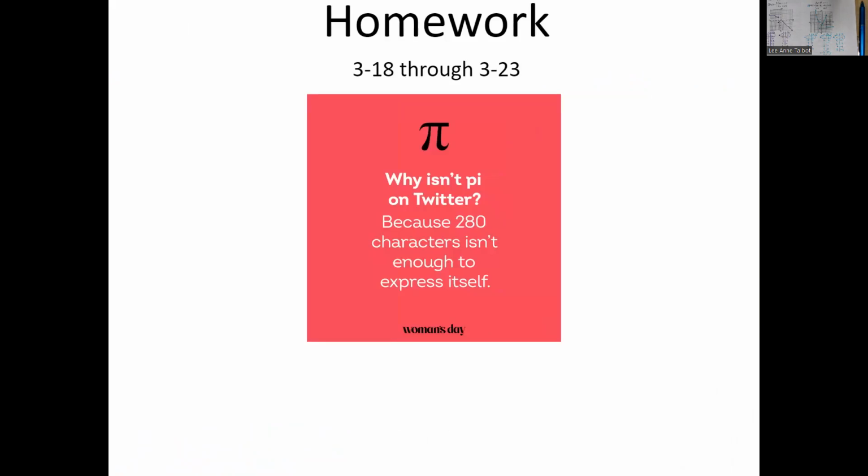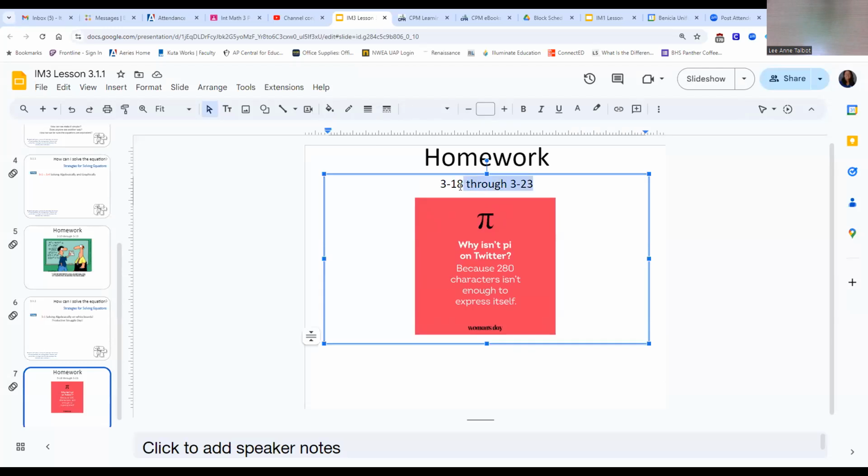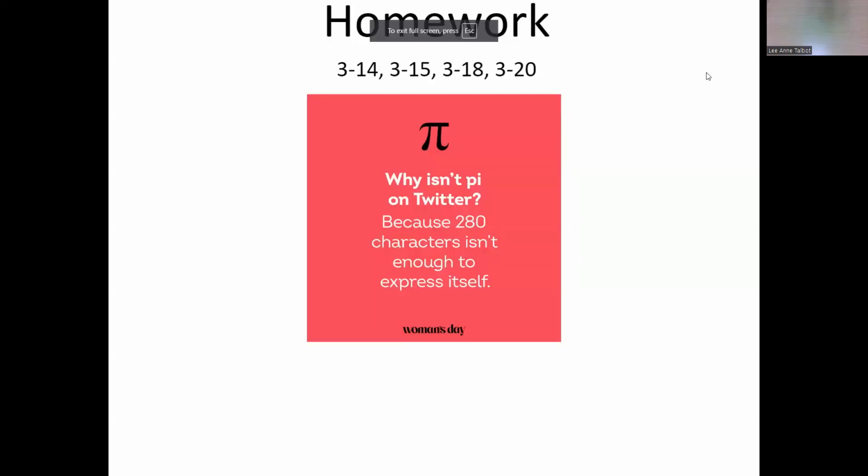Homework is, I think this is right. Is it 18 to 20? No, it's not. Please hold. I didn't assign this many problems. That's a lot of problems. Usually I try to only do 4. It's 14, 15, 18, and 20.